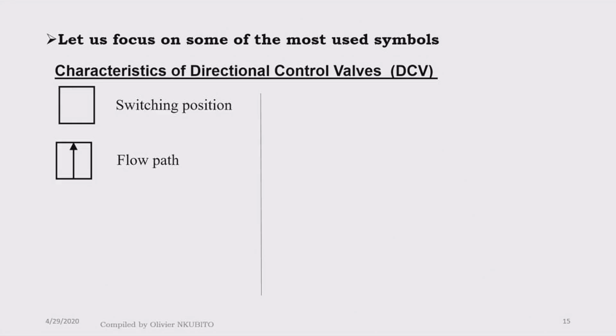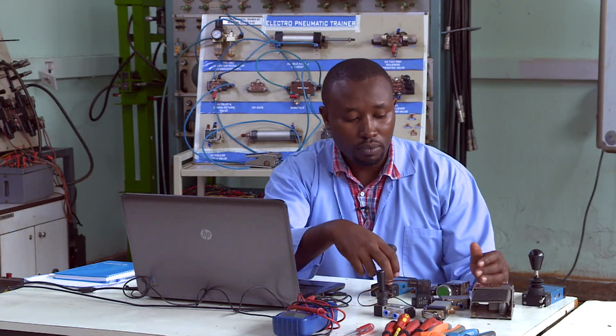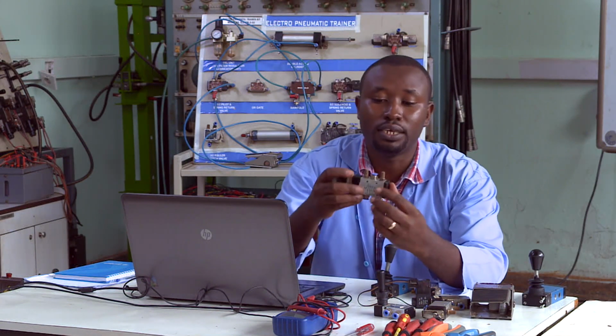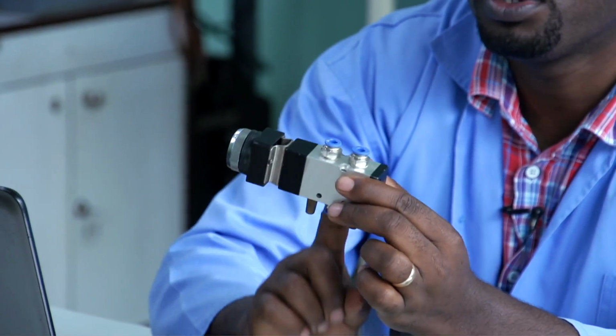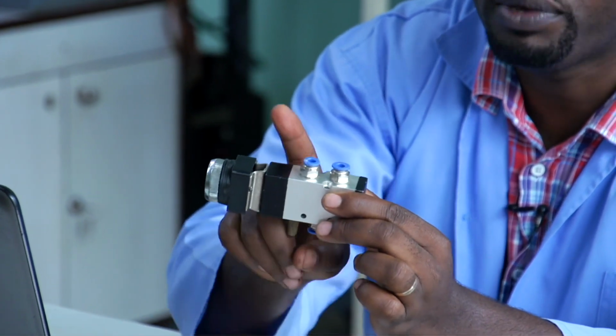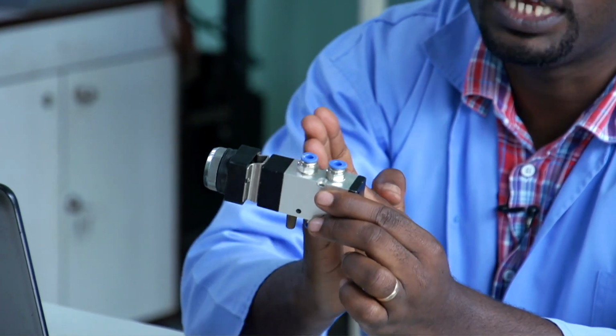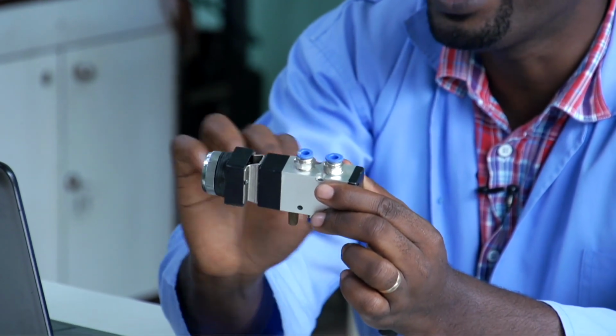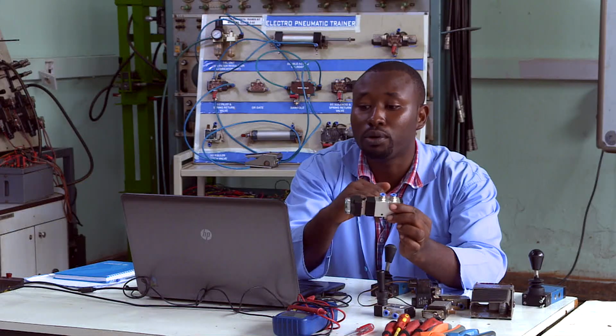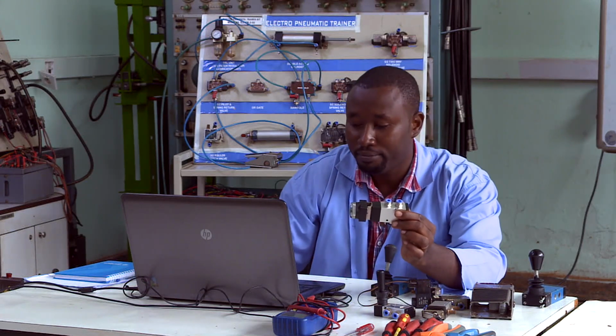So let's go to another characteristic, which is the flow path. A flow path is the linking of 2 ports of a DCV. It's a channel through which the fluid passes through the valve. So here we have our DCV. Let's say we need to link this port to that port. There's supposed to be a channel, a path. When this path is open, this is shown by an arrow. And when it is closed, this is shown by a T.